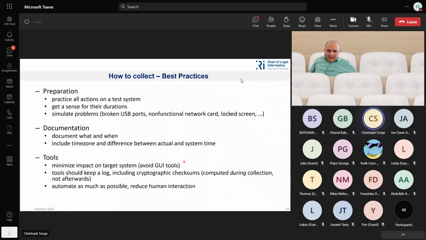To minimize impact on the target system, it's often recommended to avoid too big or complex tools, so the presence of a graphical user interface might be an indication for that. We should have a log at all times, including cryptographic checksums like hash values that you compute during the collection, not later on because it's much less useful later on. So you basically immediately ensure consistency and authenticity, integrity of the data that you've collected. And once again, you try to minimize impact.